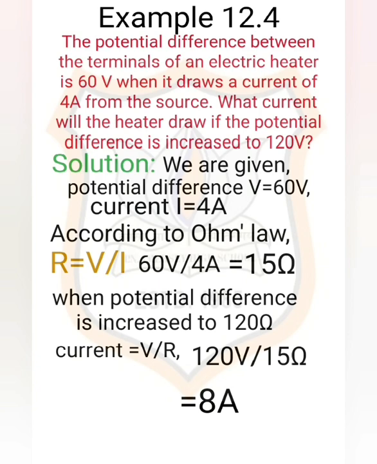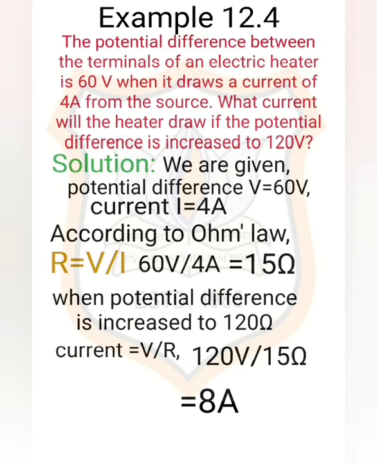Next, example 12.4. The potential difference between the terminals of an electric heater is 60 volts when it draws a current of 4 ampere from the source. What current will the heater draw if the potential difference is increased to 120 volts? So let us start. Solution.